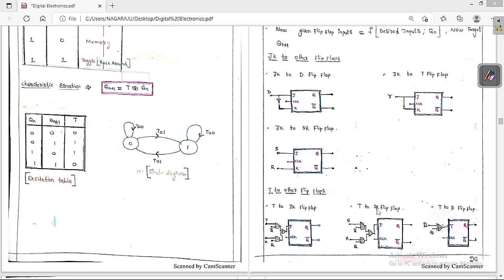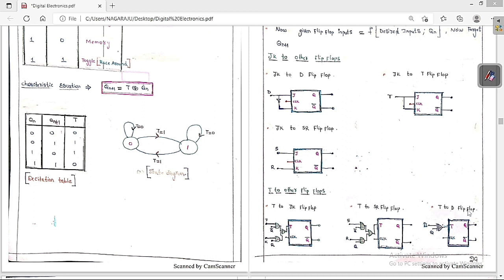Similarly, T flip-flop to SR flip-flop. So I want to make the SR flip-flop from the T flip-flop. Then you have to do some arrangements. In the three steps that we have followed here, we are going to get this is S, this is Q bar, this is R, this is Q, both are AND gates, and here is the OR gate. Same as the previous one. So this is called the SR flip-flop we made from the T flip-flop.